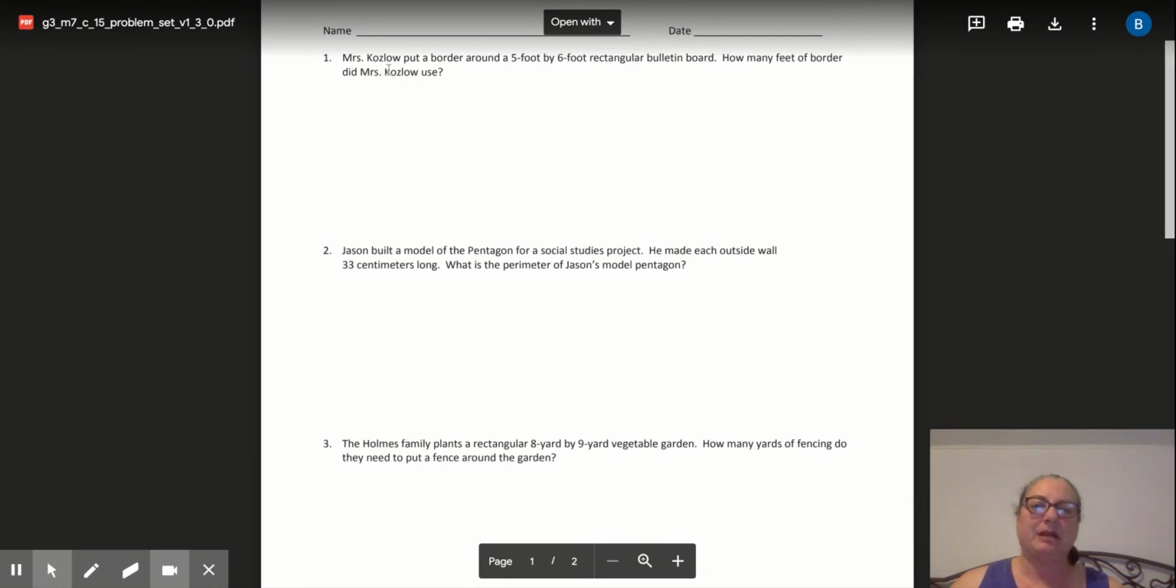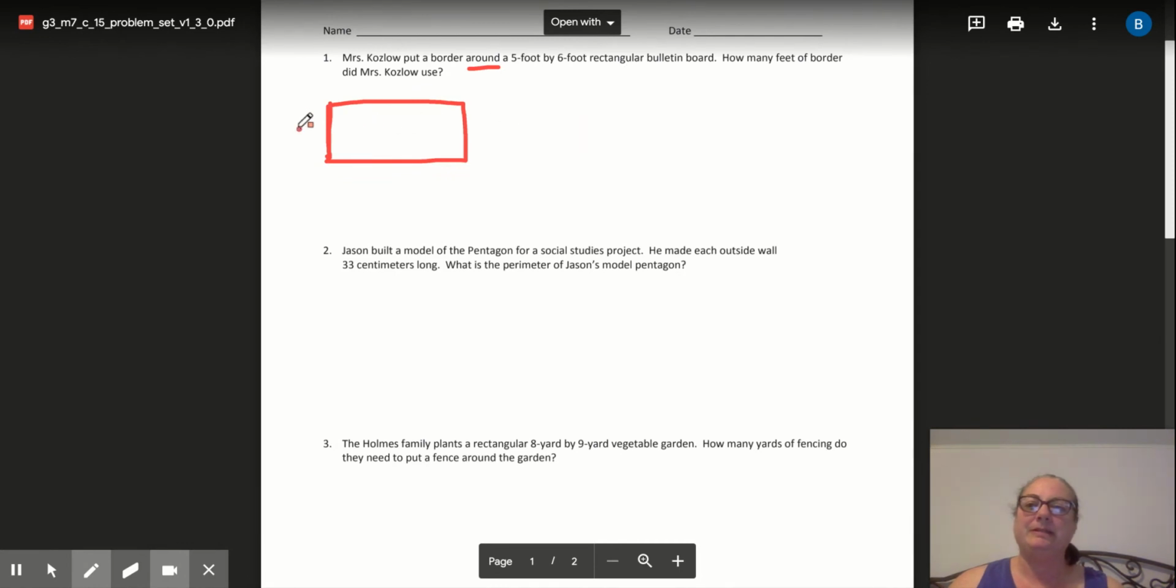Mrs. Gonslow put a border around a 5-foot by 6-foot rectangular bulletin board. How many feet of border did Mrs. Gonslow use? Okay, keyword around. So that tells us we're going to do perimeter. So first thing we're going to do is draw a picture of a rectangle. And then it says 5-foot by 6-foot bulletin board.